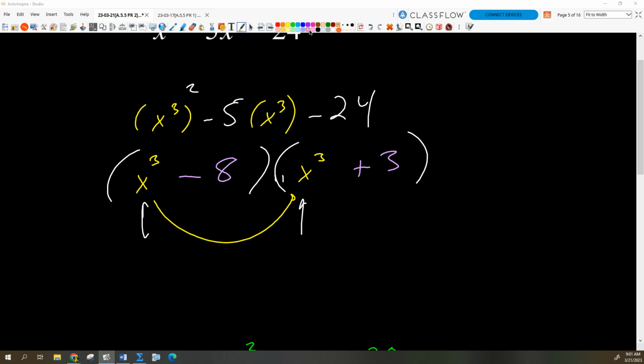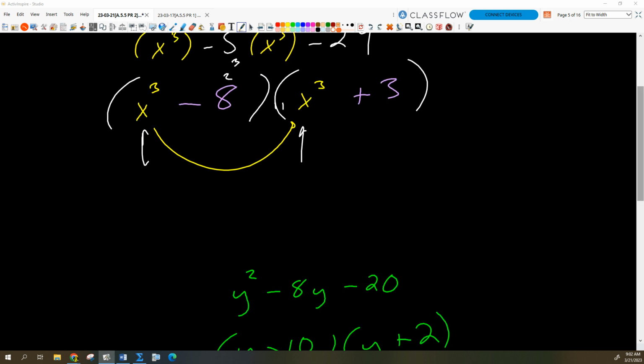Got an idea? You're pointing at this one, I can see. What's going on with this one? Ah, okay. What pattern is that going to follow? Yeah, because 8 is the same as 2 cubed. That looks like difference of cubes, doesn't it? So if we replace the 8 with a 2 cubed, this guy is going to factor, right?